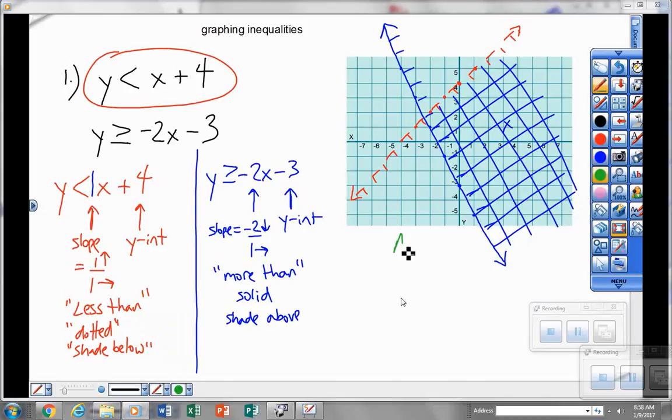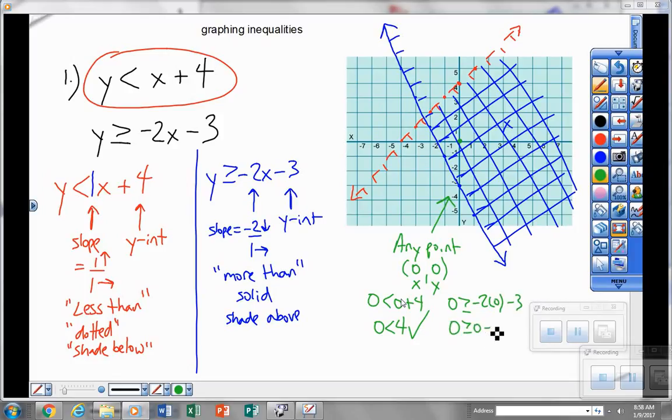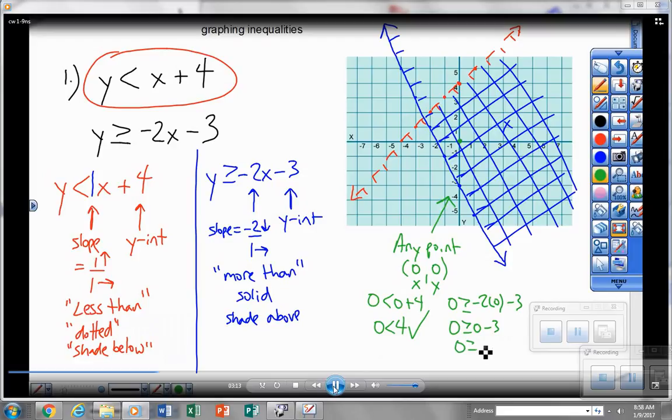I'm going to show you one. I'm going to pick a point in that shaded area. I'm going to pick an easy one, which is the point (0, 0). And I'm going to plug (0, 0) into both inequalities to see if it's true. So if I plug in 0 for x and 0 for y into that first one, it gives me the statement 0 less than 4. That is true. If I plug (0, 0) into the second inequality, I get 0 greater than -2 times 0 minus 3, and 0 is greater than -3. So that point satisfies both inequalities.